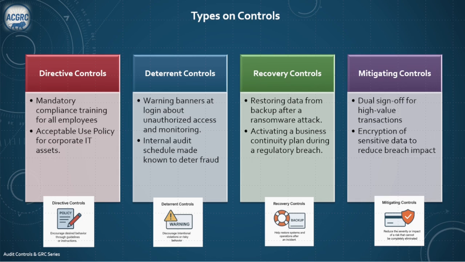The next one is deterrent controls. Warning banners at the login about unauthorized access and monitoring is one. Deterrent control can also be correlated to when you enter a restricted area, you might have a warning sign. Or at a very simple level, once you try to enter a house, you might have a warning on the gate of the dangers inside, or any other banner which alerts you before you take the next step. That is a sample of deterrent control.